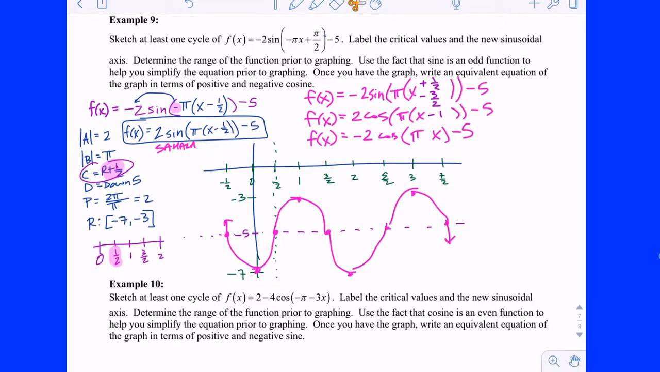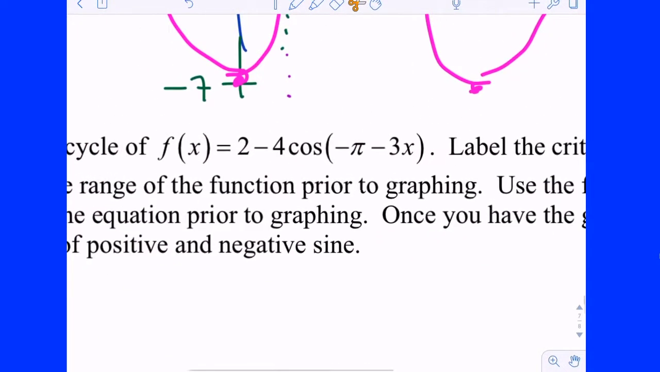Okay. Example 10 is kind of the same thing. These are getting kind of boring, aren't they? Which means you're getting good at them. If they're getting boring, that means you're getting good at them. The only thing on example 10 that's worth noting is we do have a cosine, and it's going to have a negative. So let's not graph it, but let's go ahead and put it into standard transformation form. And then we'll move on to a fun one.